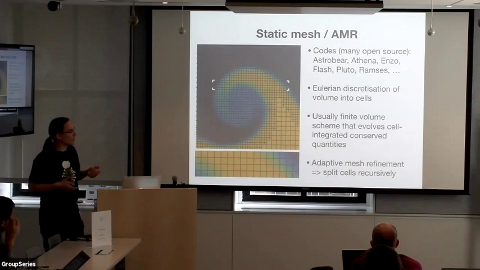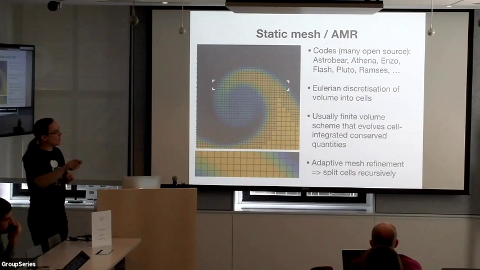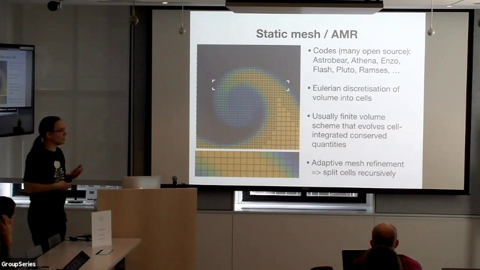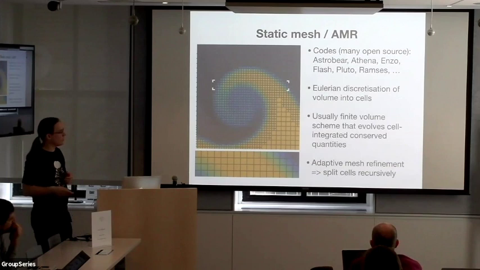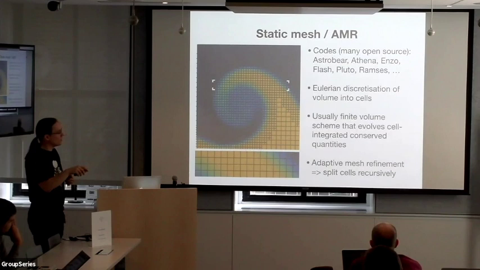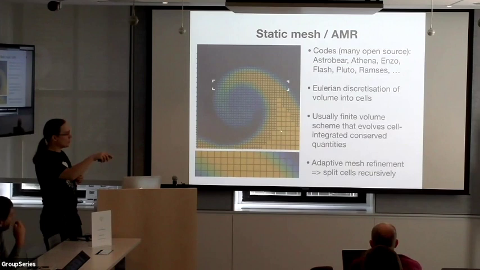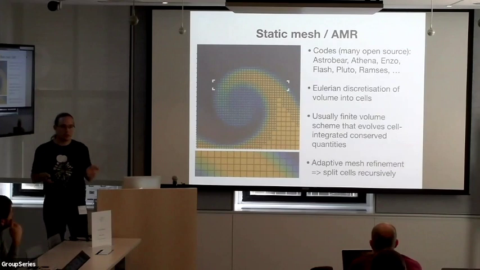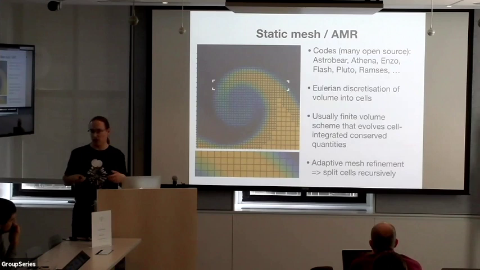The idea of AMR, adaptive mesh refinement, is that all these codes discretize the volume into cells, so it's a volume discretization, not the mass discretization that we had in SPH. Adaptive mesh refinement means that, depending on essentially any criterion, you decide to split a larger cell into four smaller cells, and you can then do this in principle recursively, depending on how much resolution and how much effort you want.